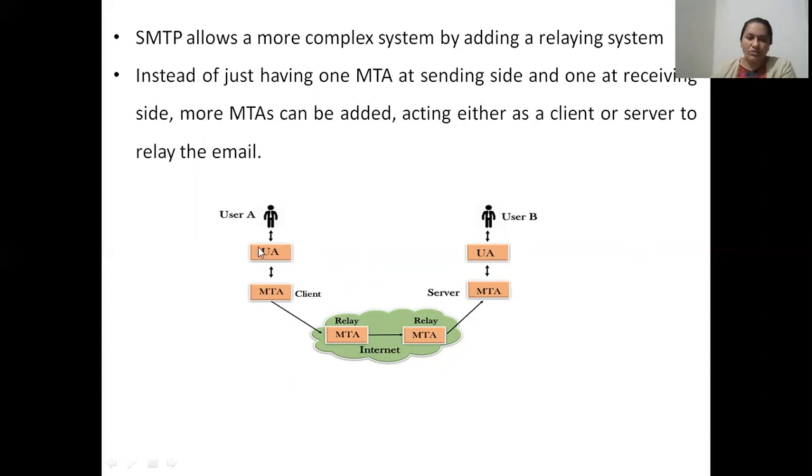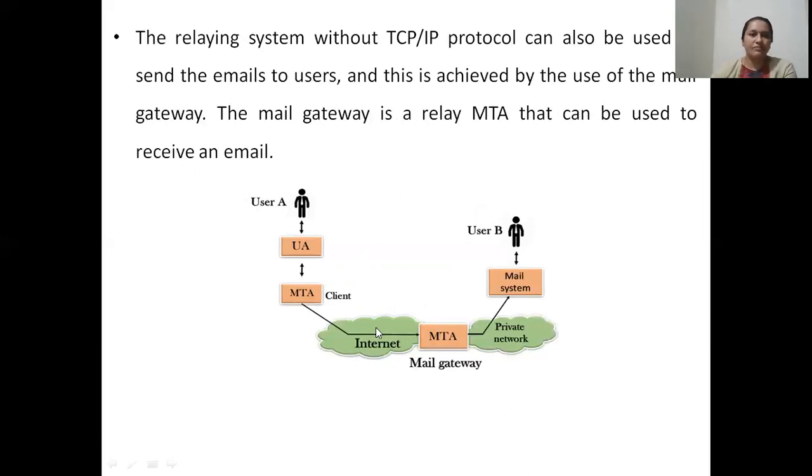So in this diagram, the user agent prepares an envelope containing the message. The MTA client will send it to the MTA relay 1, and from there it goes to MTA relay 2, and so on, and later it goes to the server MTA and is received by the user agent. So in a complex system which contains multiple mail transfer agent relays inside the internet, the SMTP can also provide for sending and receiving the emails.